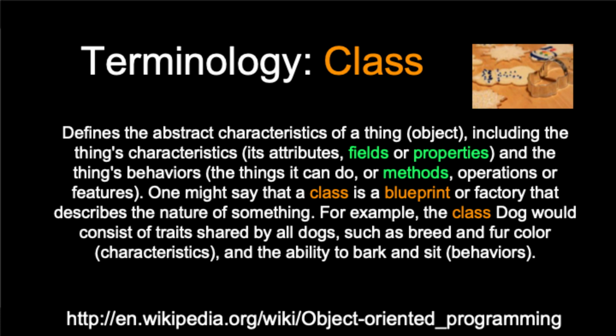A class defines the abstract characteristics of a category of things. This includes its attributes, the data it holds, and its methods, the behaviors it can perform. One can think of a class as a factory blueprint. For example, a dog class would define traits common to all dogs, such as breed and fur color as attributes, and behaviors like bark and sit as methods. The class itself is not a dog. It is the specification for what a dog is in our program.